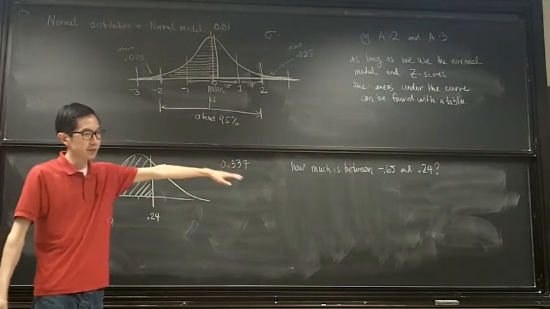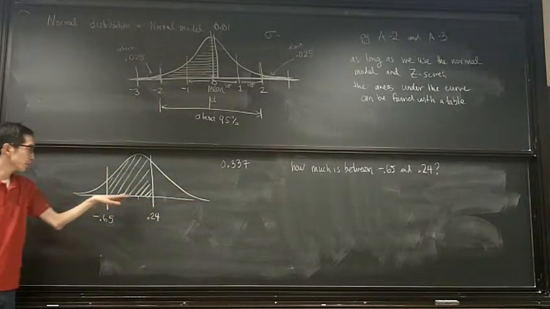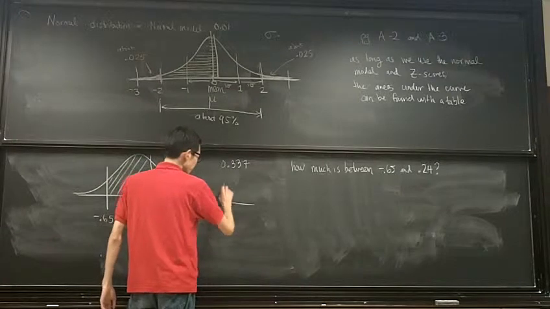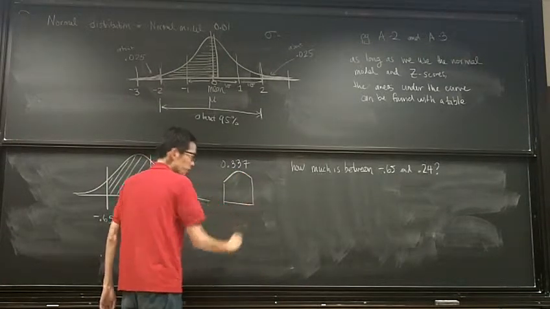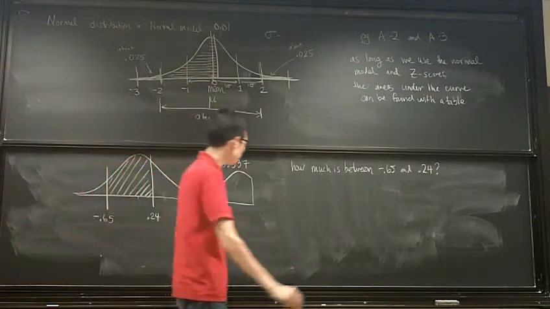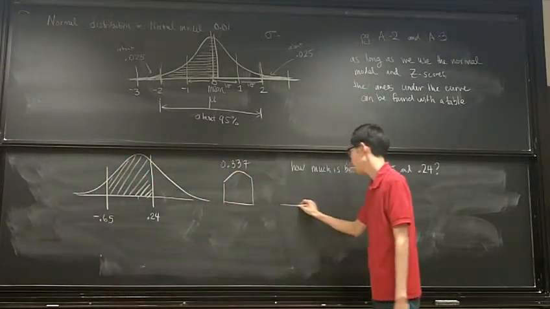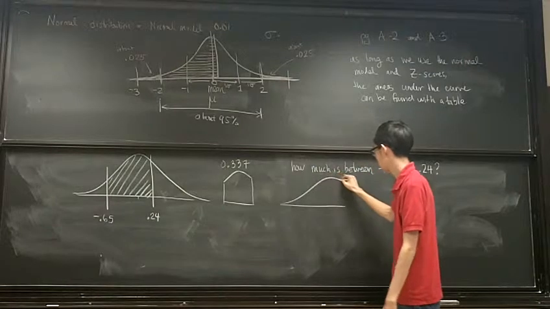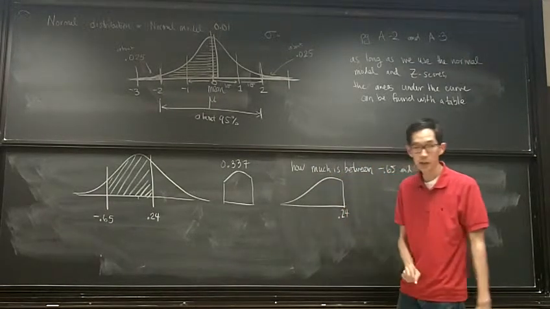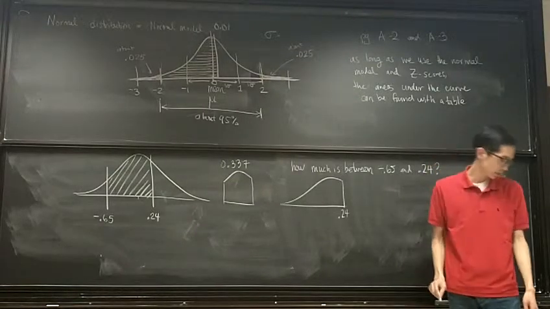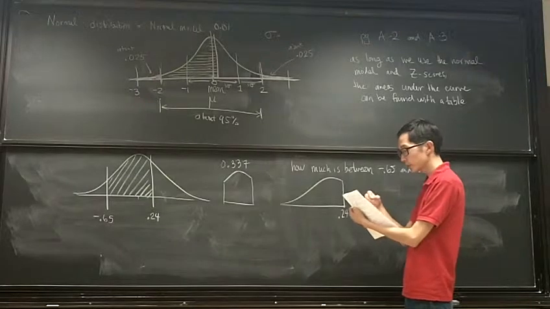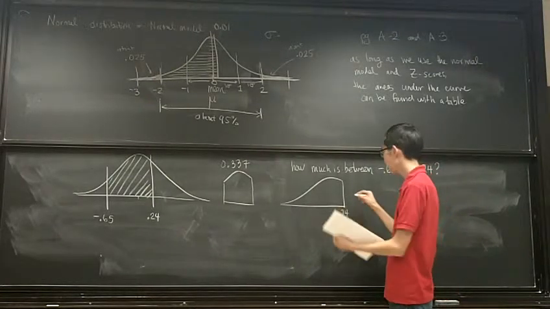All right, let's talk about this, okay? Here I want to know what's this weird shaped piece here. What I basically want to know is how much is in this piece right here. I got 0.337 is the answer here. How much is in here? Well, the way I'm going to find it is I'm going to say how much is to the left of 0.24, and I look up 0.24, and the area to the left of 0.24 is 0.5948.